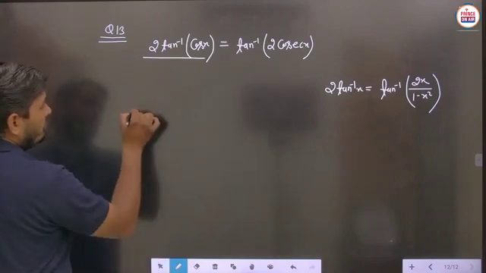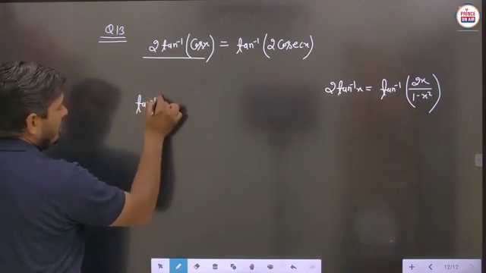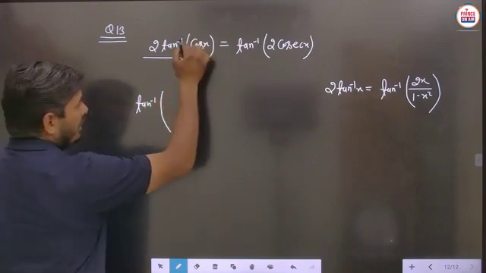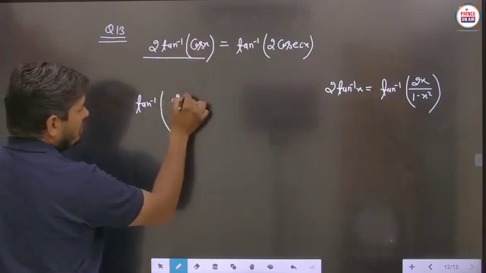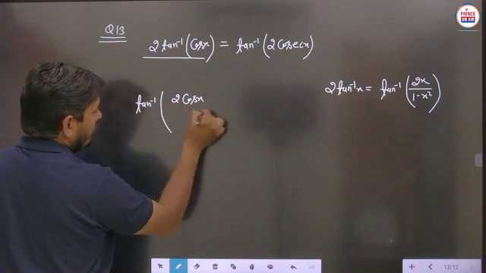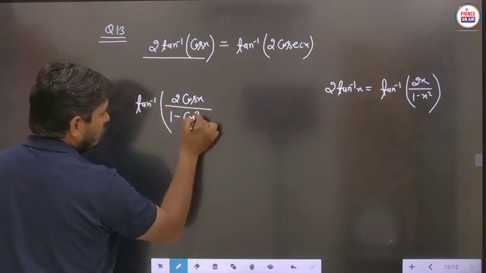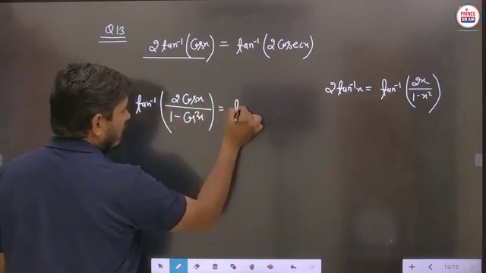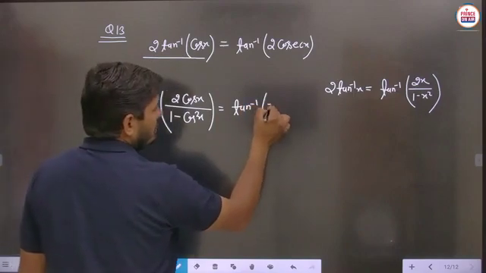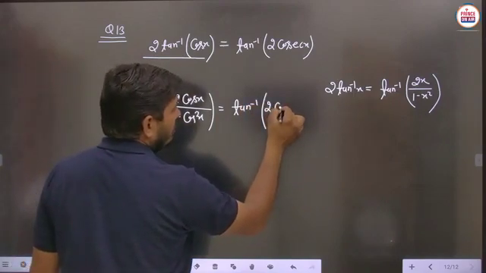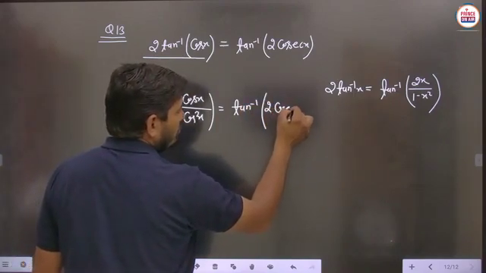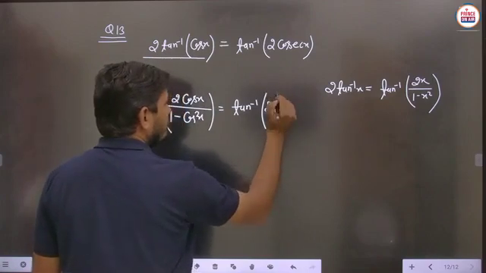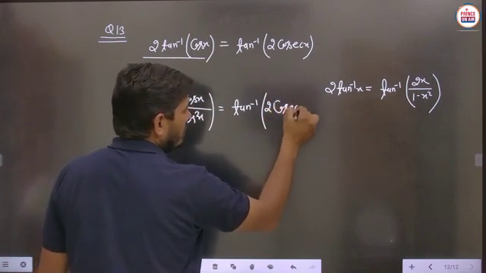So this formula we can just write here: 2 tan inverse of x. So here x is cos x, so it will be written as 2 cos x divided by 1 minus cos square x, and on this side we are not doing anything else, just we have to write the similar 2 cosec x. Is it to be clear?